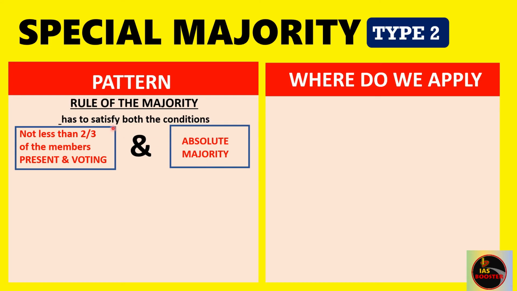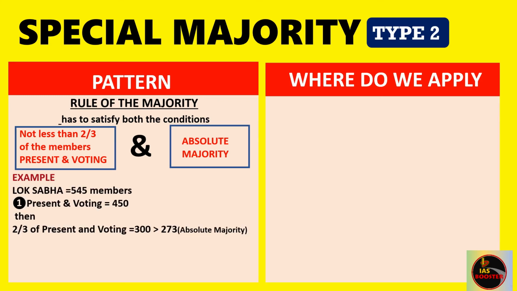So in the special majority, the condition is there must be not less than 2/3 of the members present and voting, and that number should also satisfy absolute majority. It simply means that the number, not less than 2/3 of the members present and voting, must be more than 273. Let's take an example and understand more.